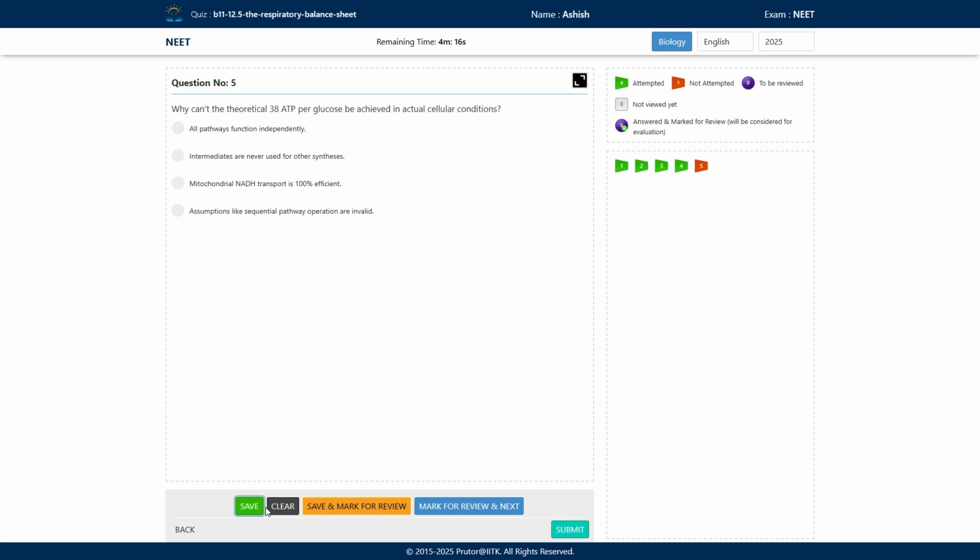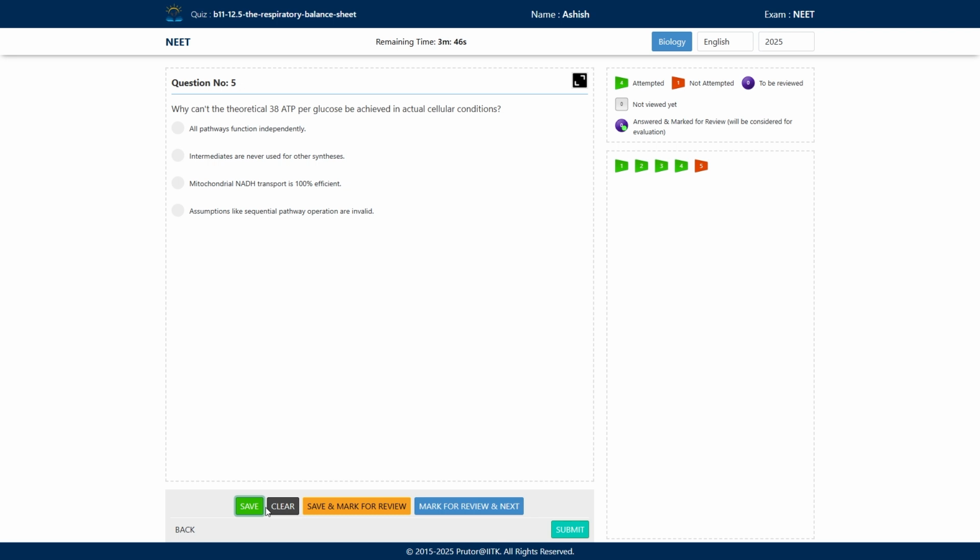Why can't the theoretical 38 ATP per glucose be achieved in actual cellular conditions? First option, all pathways function independently. Second, intermediates are never used for other synthesis. Third, mitochondrial NADH transport is 100% efficient. Or fourth, assumptions like sequential pathway operation are invalid. So let's look at the answer.